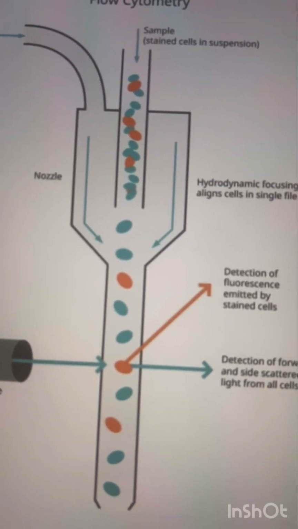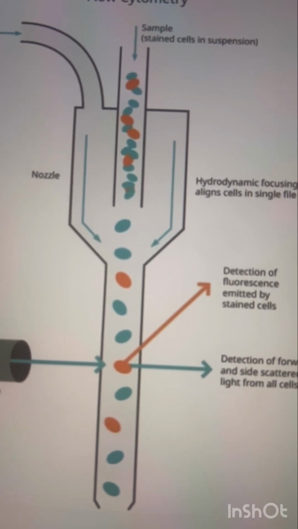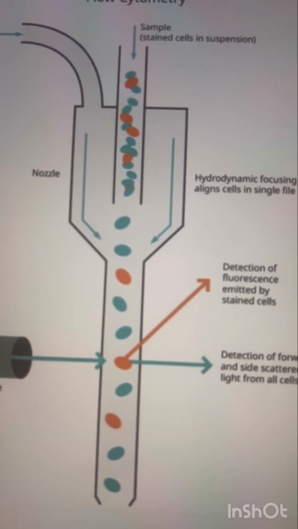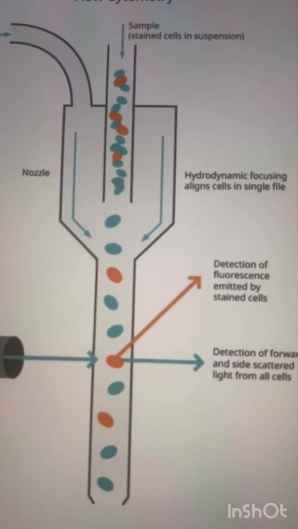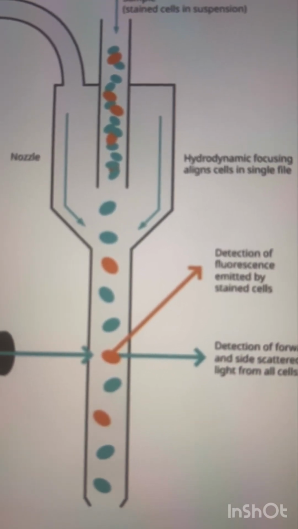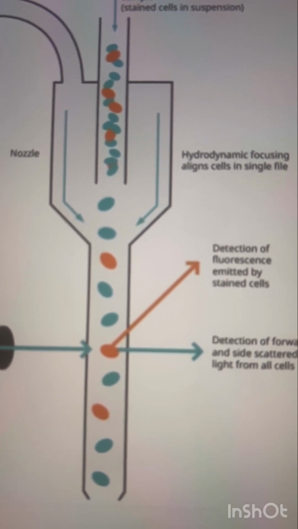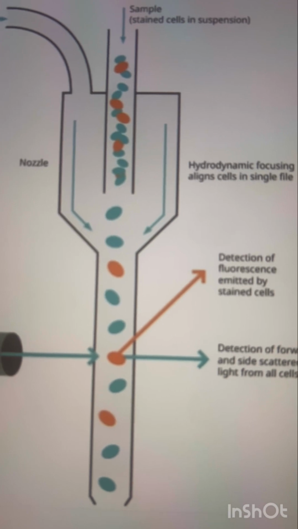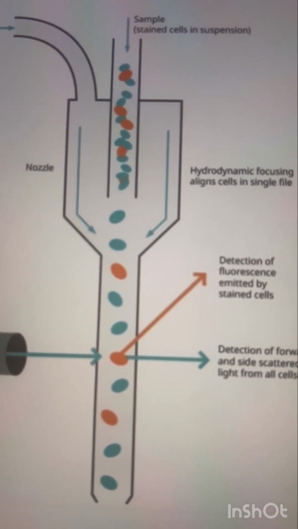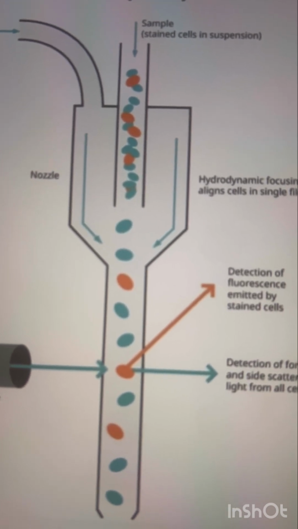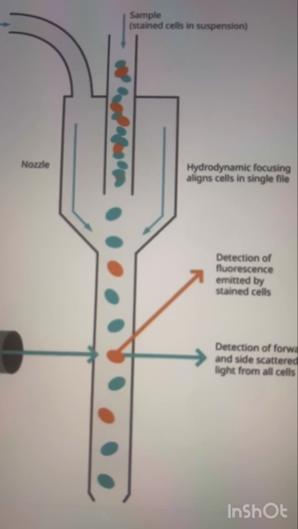There are two methods to deliver cells into the laser beam. One is, if the cell suspension is in a test tube, we can apply air pressure to the test tube to force the cells out. Another method is to take the cell suspension into a syringe and then apply pressure using the syringe plunger. The purpose of both methods is to get optimal optical sensitivity.